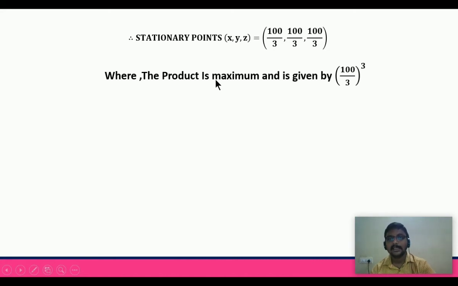So here in this Lagrange's method, we only need small f and phi. Small f is the product of x, y, z, that is the given variables expression, and the constraint, the sum is 100, x plus y plus z equal to 100, is phi. Whenever we have small f and phi, we can easily obtain the required stationary point, which will respectively give the required max value or min value.